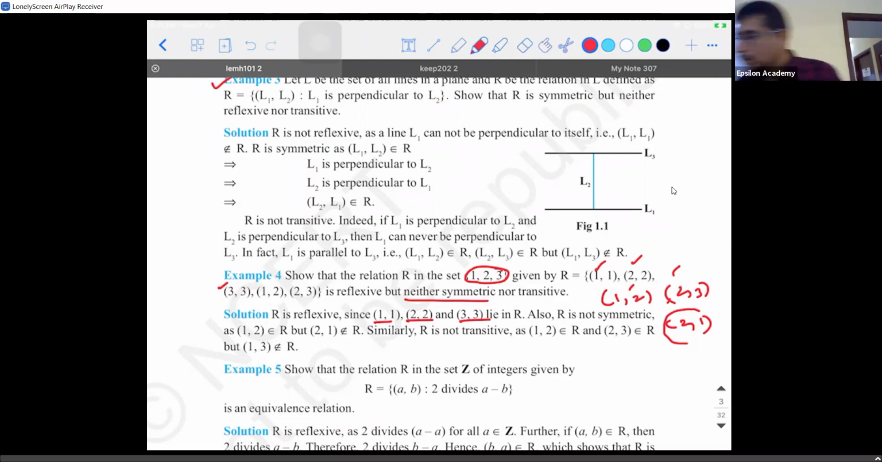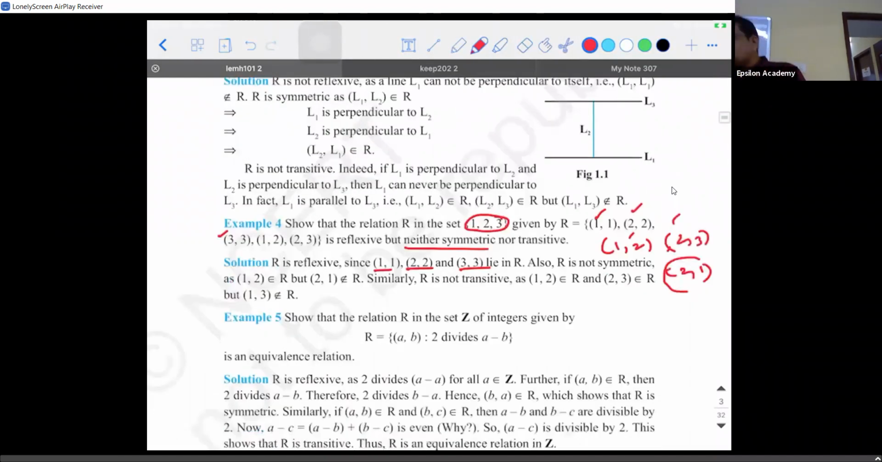So let's see why it is not symmetric. Okay, R is not symmetric as (1,2) belongs to R, but (2,1) does not belong to R. Similarly, R is not transitive because (1,2) belongs to R, (2,3) also belongs to R, but (1,3) is missing. So that's it. Okay, shall we do the next one?